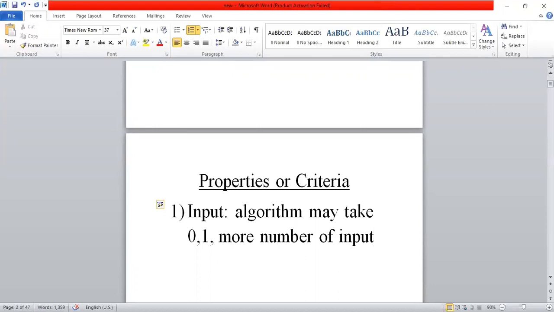So what do you mean by 0 input? Every algorithm or every designed program, any product, must take inputs. Is it clear now? It must take inputs and produce at least one useful output. But with respect to input, the algorithm or program may take either 0, 1 or more number of inputs. I will give an example for 0.